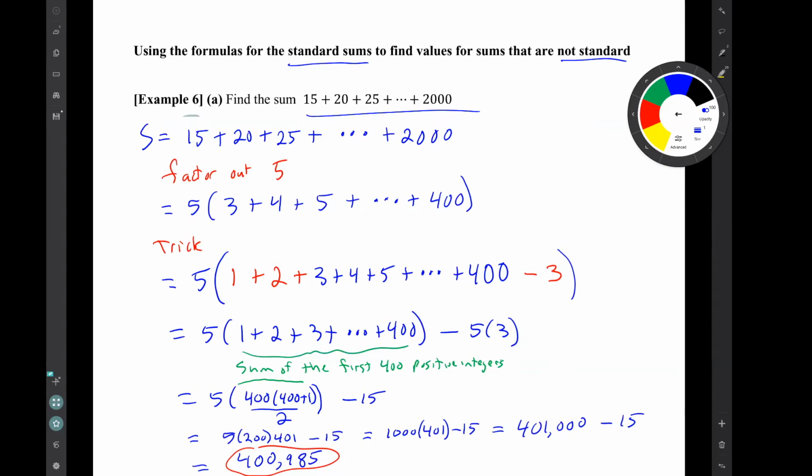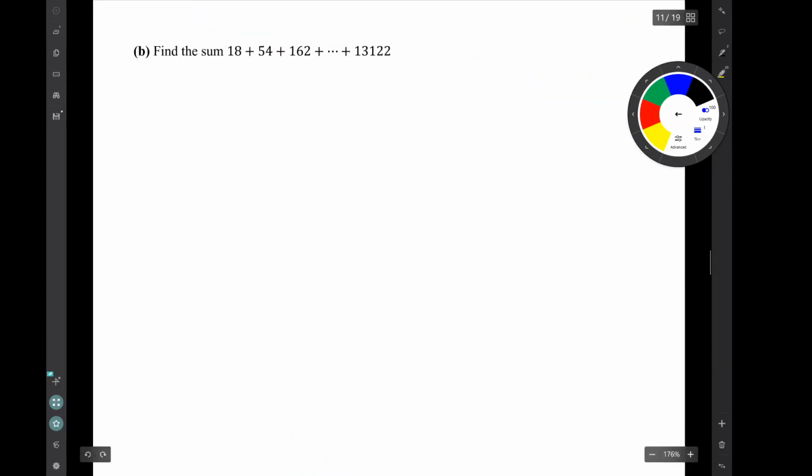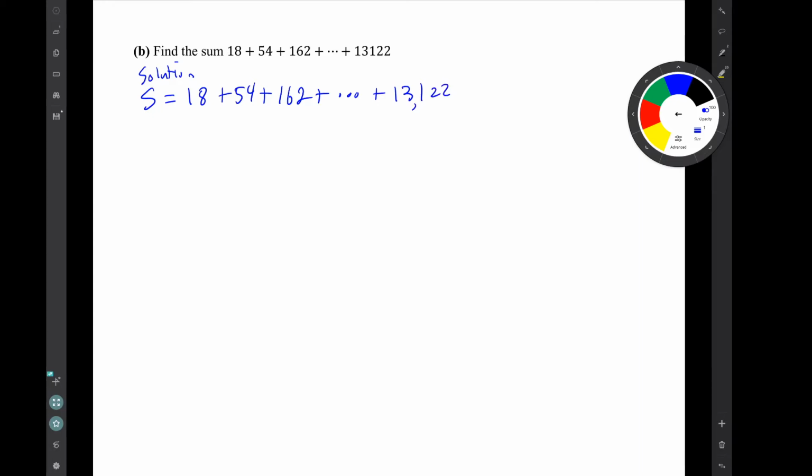Let's do another one of those. In this example, we'll find this sum. That's a non-standard sum. Well, let's start by giving this sum a name. Now, it's hard to see right off the bat what to do with this. One thing that you can notice, though, is that each one of these numbers is even. So let's factor out a factor of 2.